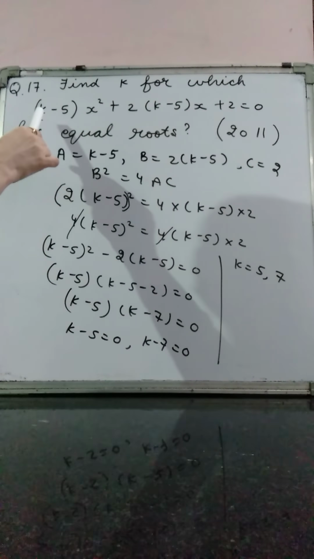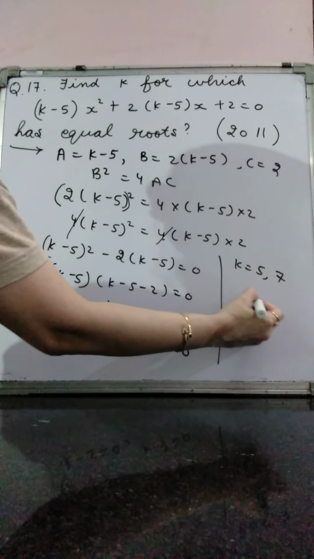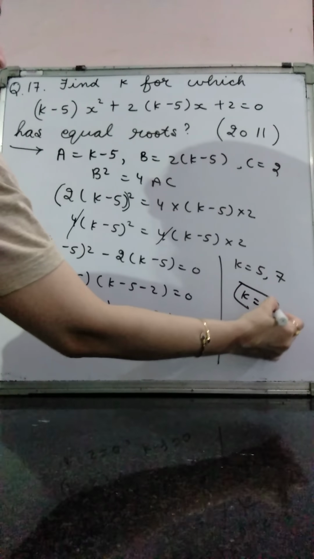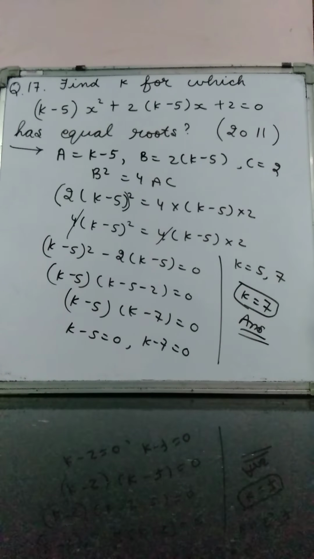Neglect 5. On putting k as 5, it will be 5 minus 5, 0. But the coefficient of x square, a, is never equal to 0. So the answer is k is equal to 7.